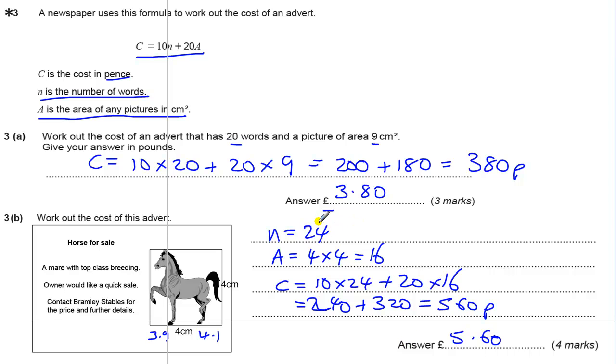You get 1 mark for having the 24 and the 16. Those two numbers give you 1 mark, and they just need to be seen. The 16 obviously could be calculated from 3.9 or 4.1, whatever value those give you, that would be allowed as well. There's a method mark for writing out this section, and then there's an answer mark for getting to the 560. If you get to 560 pence, there's the answer mark, and then there's 1 for making sure you convert it to £5.60. And that's question 3, worth 7 marks.